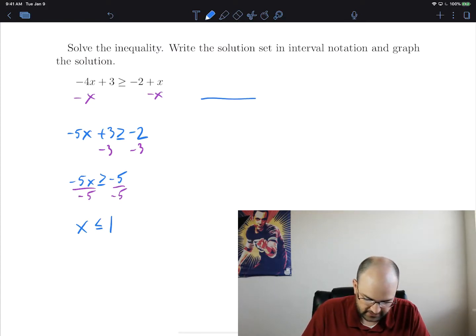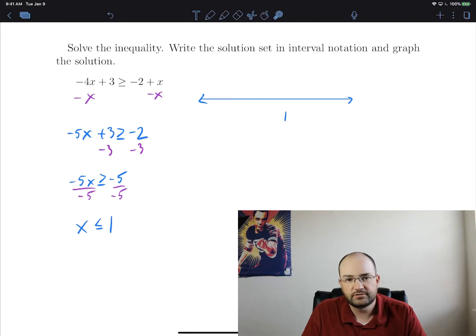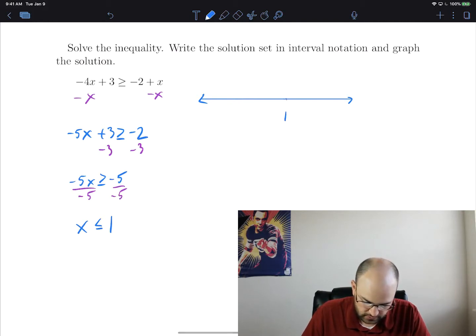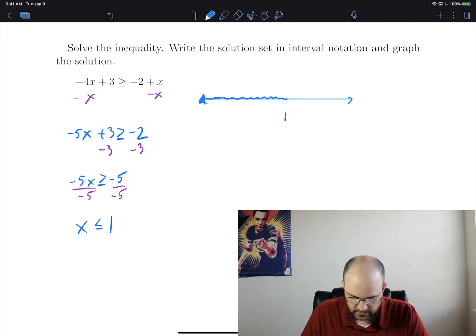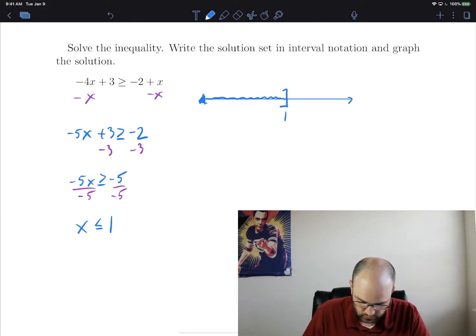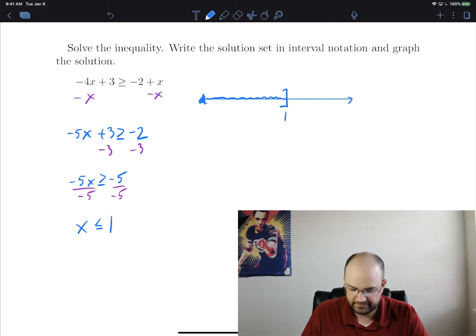But let's go ahead and graph this, because graphing is always a nice thing to do. We have 1 in the middle, and the direction that we shade is to the left, because this is pointing to the left. So to the left of 1, all the way to the arrow. And notice that this is less than or equal to, so that means that we need to include the 1, which means we need a square bracket opening to the left. Excellent, that's the graph. Now let's write down the interval notation.